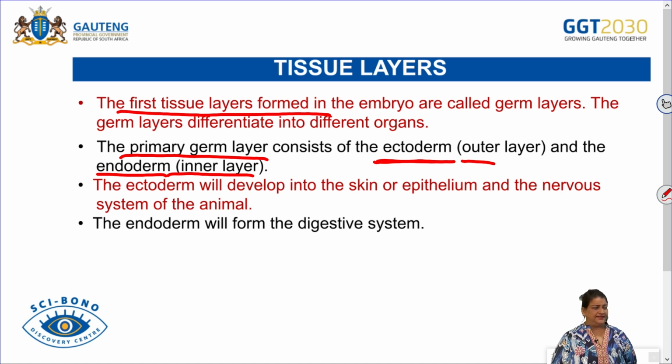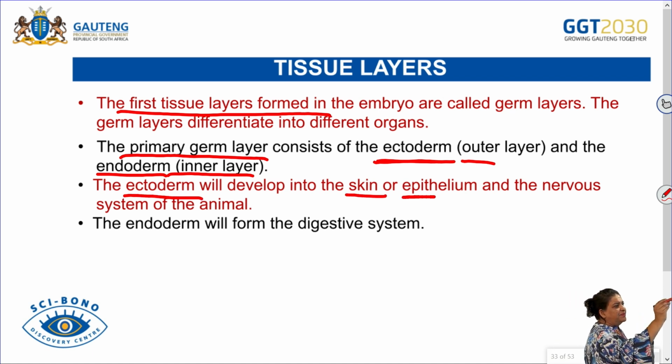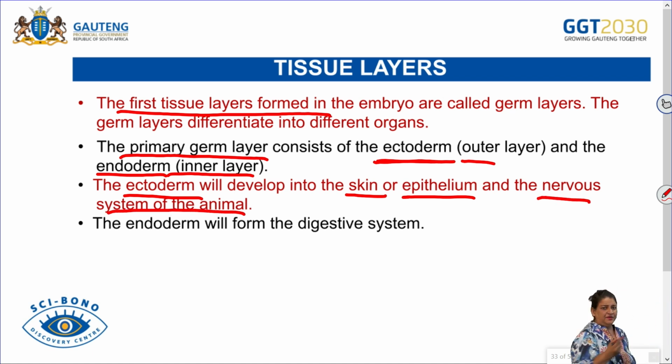So your primary layer gives rise to your ectoderm tissue, and then you have your endoderm tissue, which is inside. The ectoderm will develop into skin or epithelium and the nervous system of the animal. Think of it logically. What is on our outside? We can see the skin. The skin developed from the ectoderm. We can see the eyes on the outside. It developed from the ectoderm. Right. We can see the mouth, the tongue. It developed from the ectoderm. So the ectoderm gives rise to the outer layers or outer tissues, right?